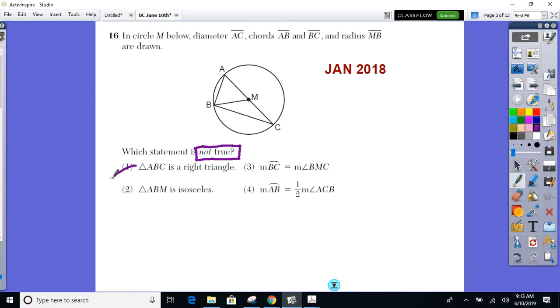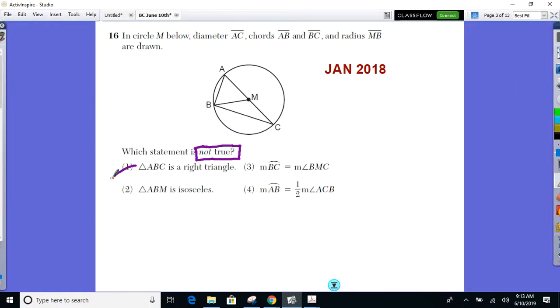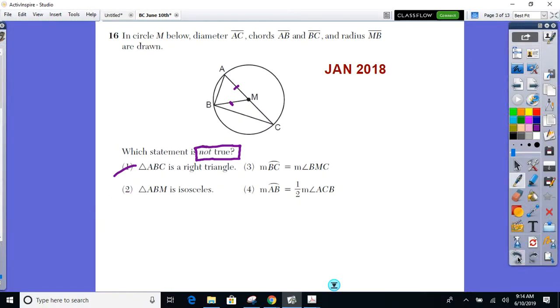Is ABM, that triangle, is it isosceles? Why is this one isosceles? What do you know about AM and BM? They're radii, meaning they're all congruent, makes it isosceles. That one's true. I'm looking for the false one. All right, let's keep this train rolling. How about arc BC and angle MBC have the same measures?